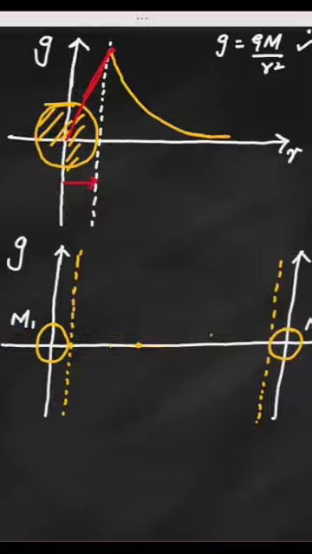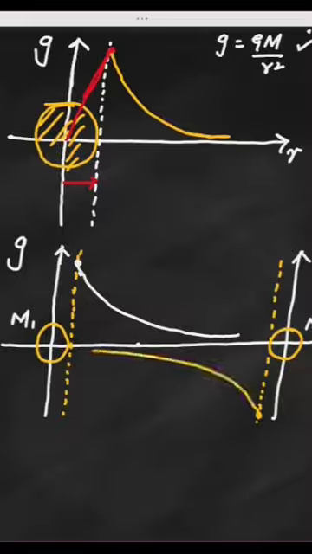So as g is a vector quantity, we should take g due to one planet as positive and g due to the other planet as negative. So if I'm taking g due to m1 as positive, that will change like this, and g due to m2 will be negative, and it will be maximum at its surface. The graph will look like this.